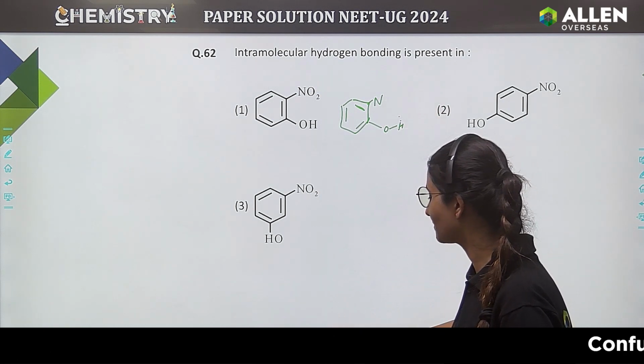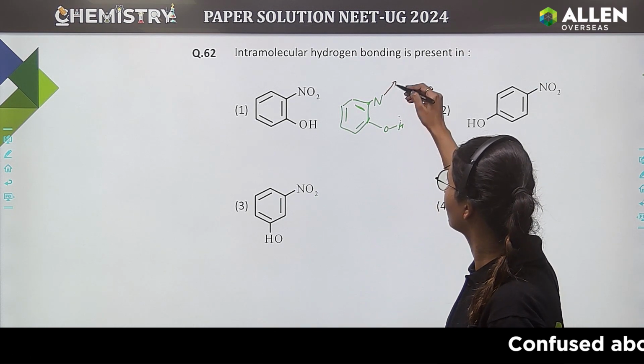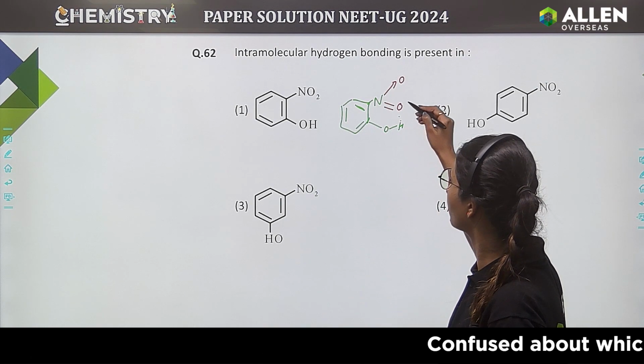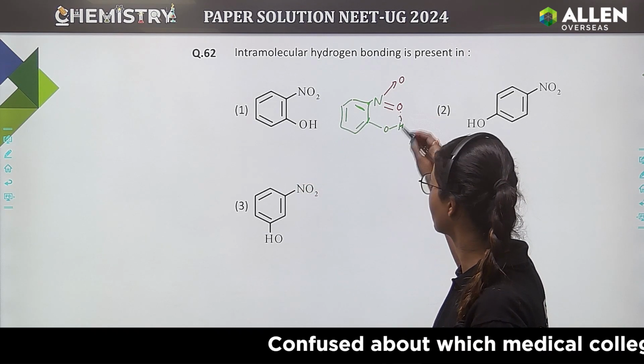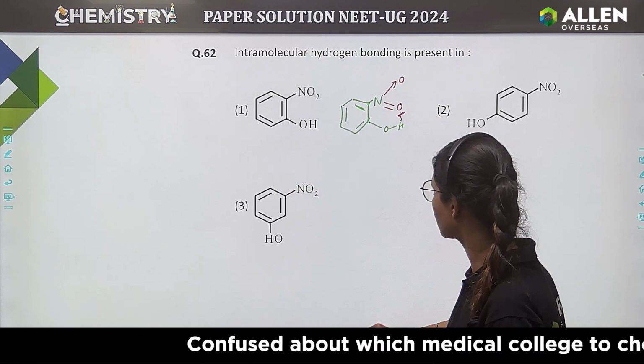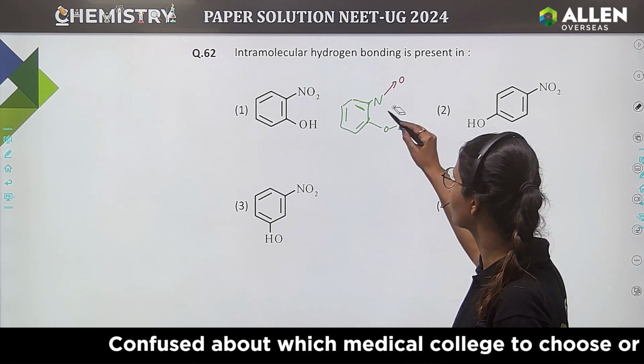We can draw like this also. N dative bond O, double bond here with O. O has delta negative charge. Why? Because it is more electronegative. It is interacting, students, with our H. Correct?